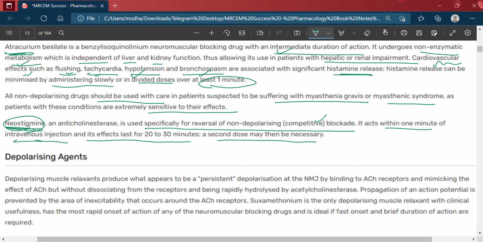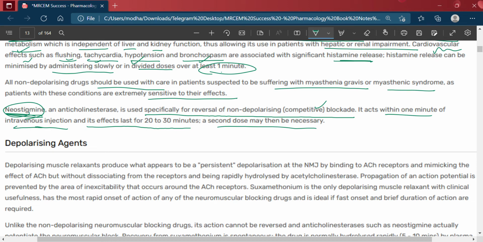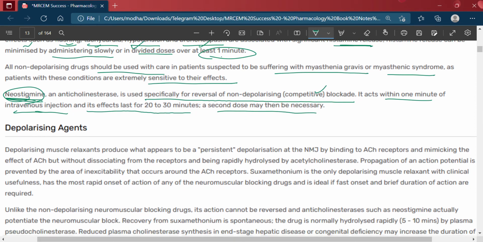All non-depolarizing drugs should be used with care in patients suspected to be suffering from myasthenia gravis or myasthenic syndrome. Patients with this condition are extremely sensitive to their effect. Neostigmine, an anticholinesterase, is used specifically for reversal of non-depolarizing competitive blockade, within 1 minute of intravenous injection. Its effect lasts for 20 to 30 minutes, so after this a second dose may be needed.